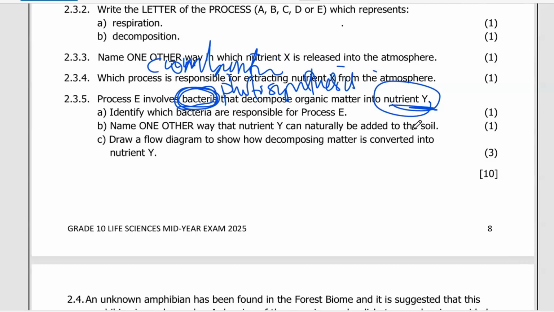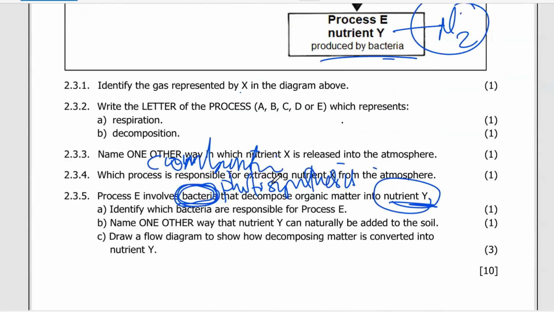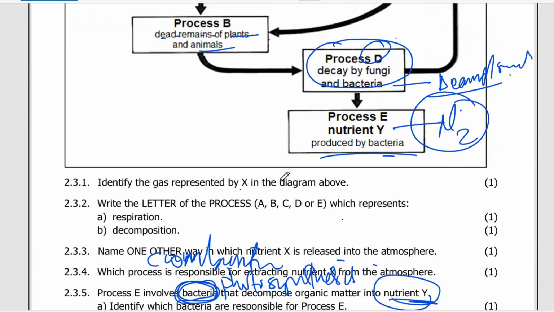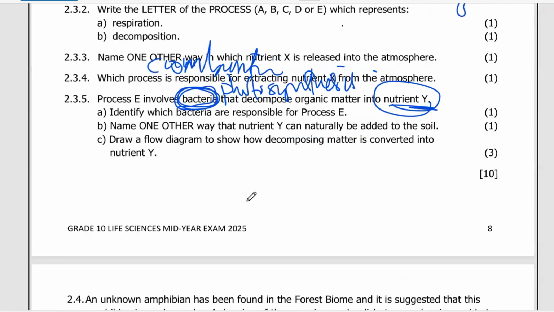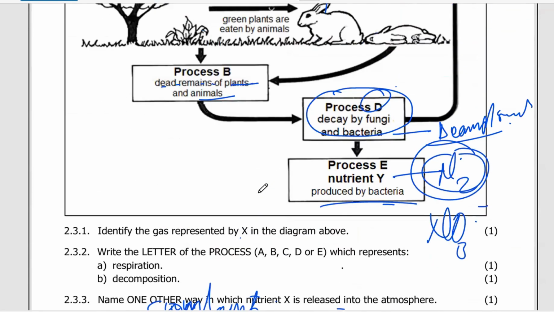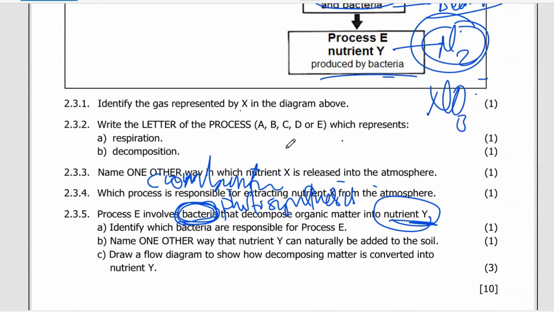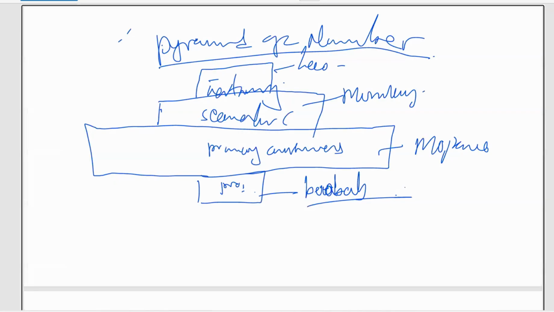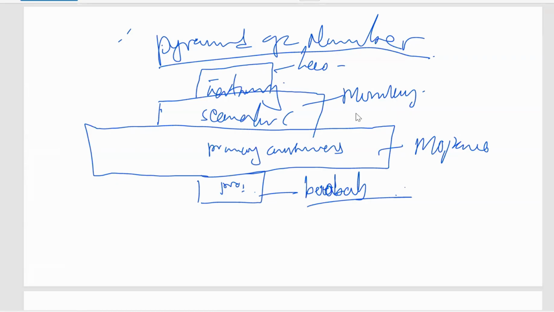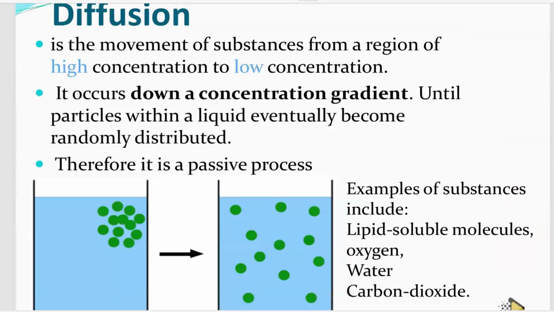Then they are saying draw a flow diagram to show the decomposition of organic matter into nitrates. Into what? Into nitrates. So because these are nitrates, I'm going to start from there. So I can say that when it decomposes, it forms ammonia, and then it goes into nitrites, and then it goes to nitrates. So this is what I'm trying to say from our distinction material book.